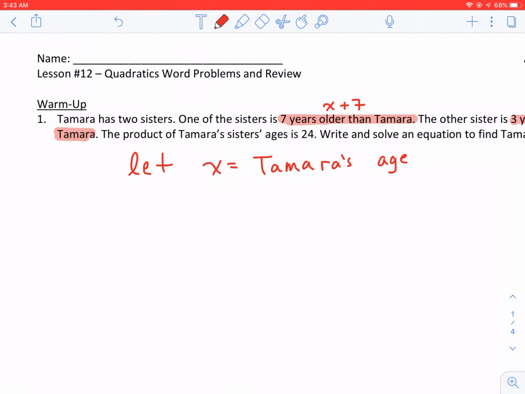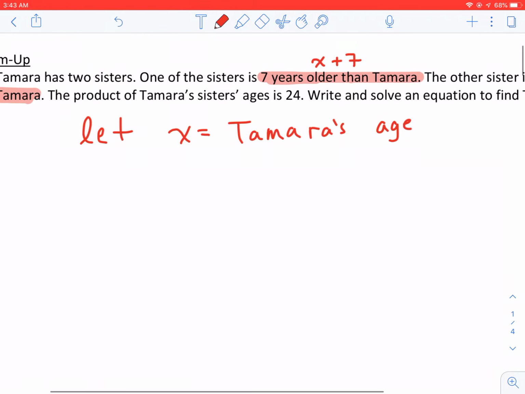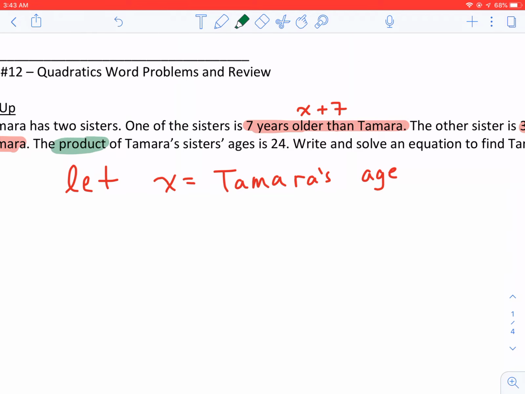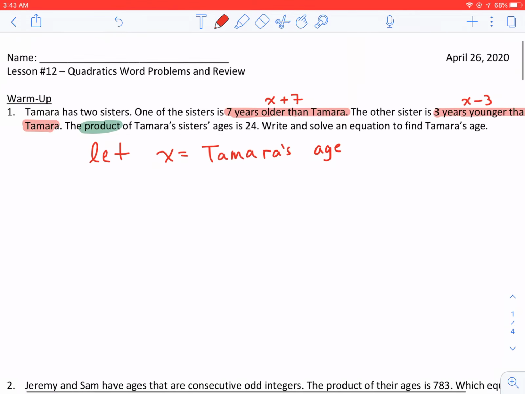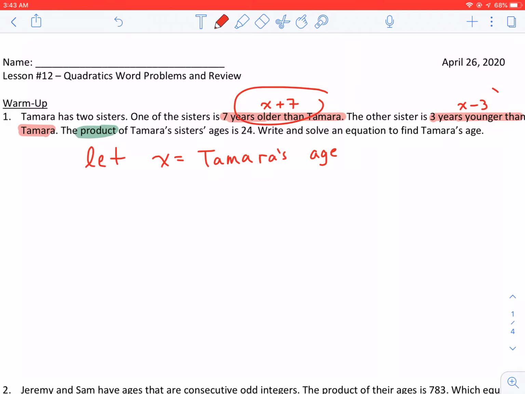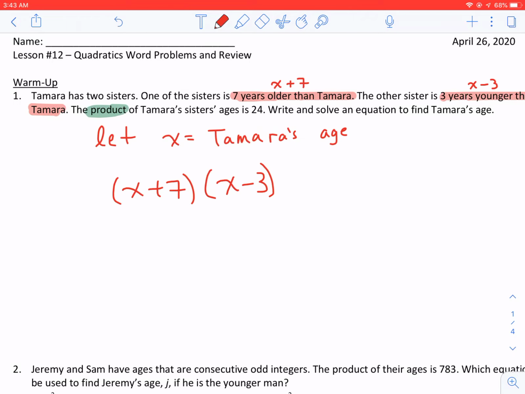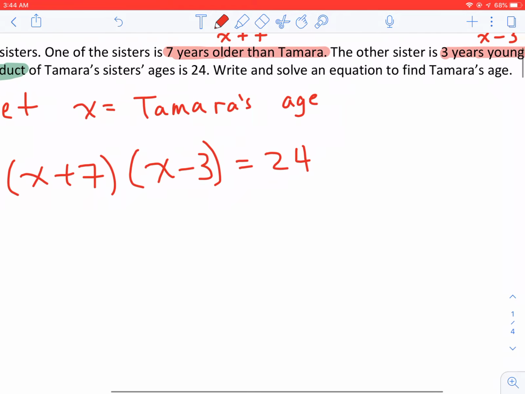So let's use x. The product of Tamara's sisters' ages is 24. I hope you remember what the word product means. Product is multiplication. So the product of her 2 sisters' ages: one sister is x plus 7, the younger sister is x minus 3, so the product of their ages will be (x plus 7) times (x minus 3). Make sure you have them both in parentheses. And the product of their ages is 24.